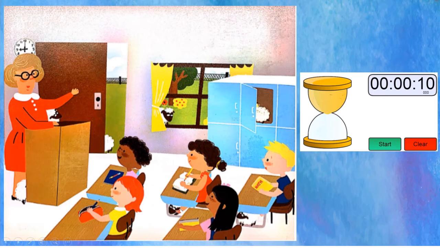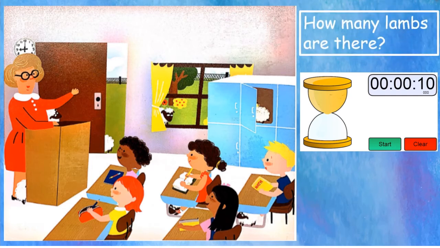This activity is on page 7 of your Showtime workbook. Now, we need to find the lambs. So, let's see where they are. You have 10 seconds to find the lambs. How many lambs are there? Ready, set, go!